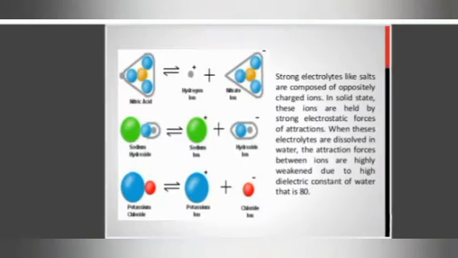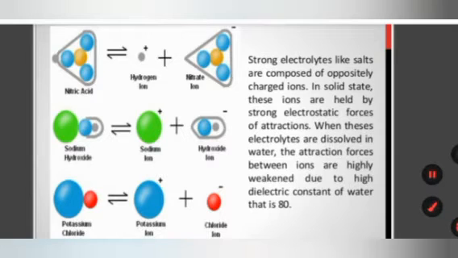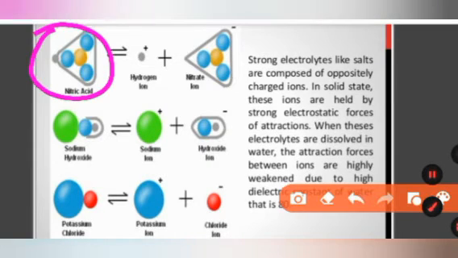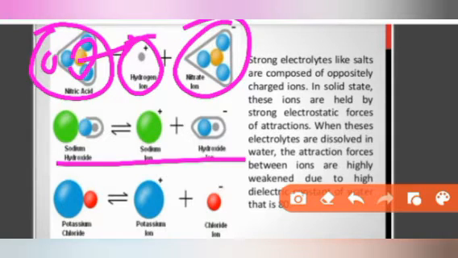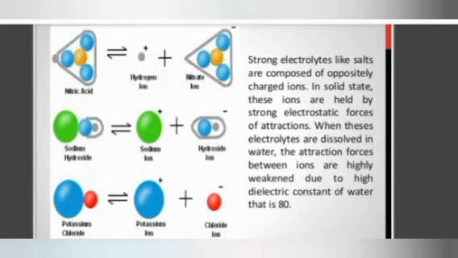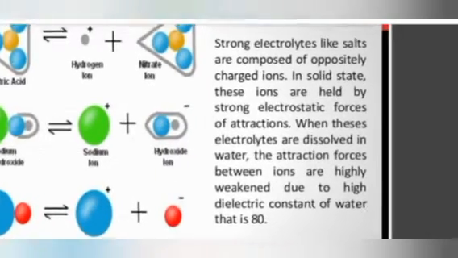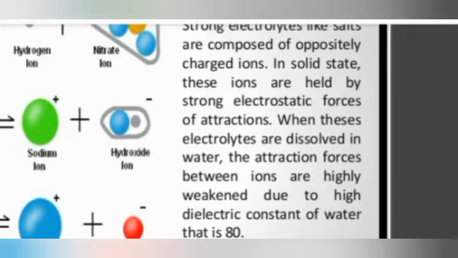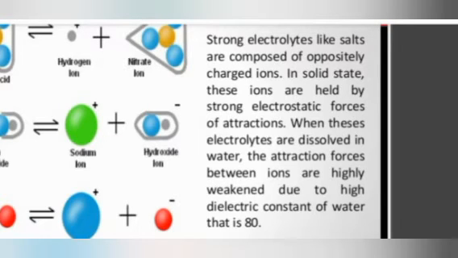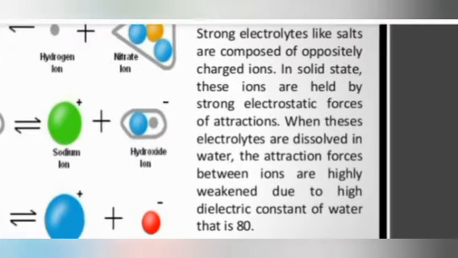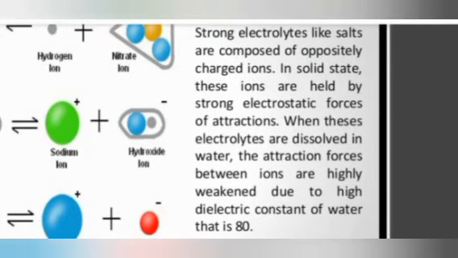Now if we take this example, here is a pictorial example: nitric acid, that is HNO3. The small gray one is H, the blue dot is N, and yellow is oxygen. It will convert into H+ and NO3-, whereas in sodium chloride, green is sodium and yellow or blue is chloride, so it will have positive and negative charge. In this way, strong electrolytes like salts are composed of oppositely charged ions. In the solid state, these ions are held by strong electrostatic force. If it is in the molten state, it will convert into positive and negative charges, cation and anion. But in the solid state, the ions are held strongly by electrostatic force.